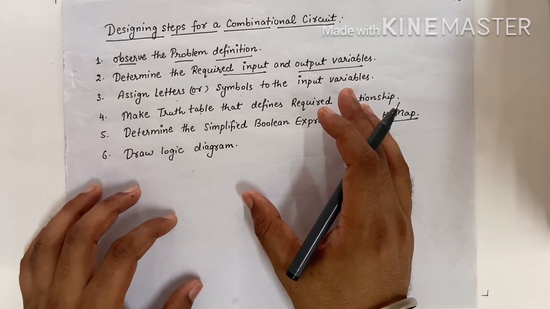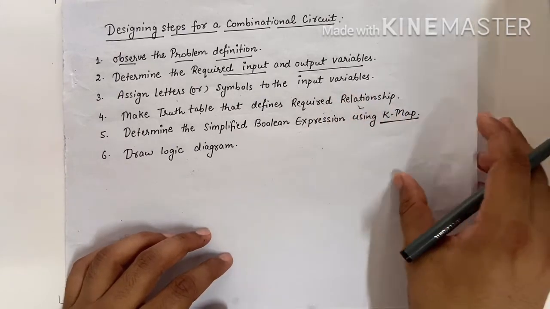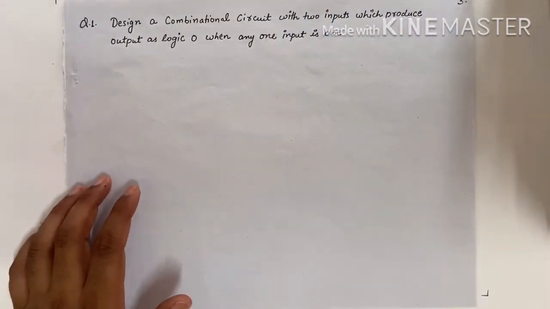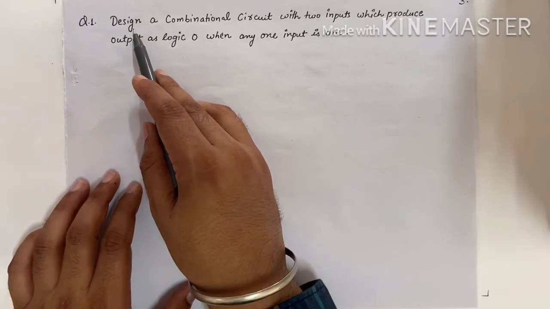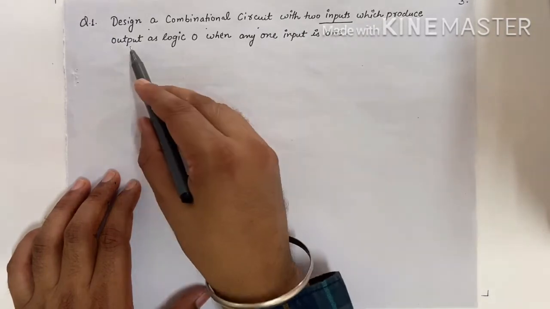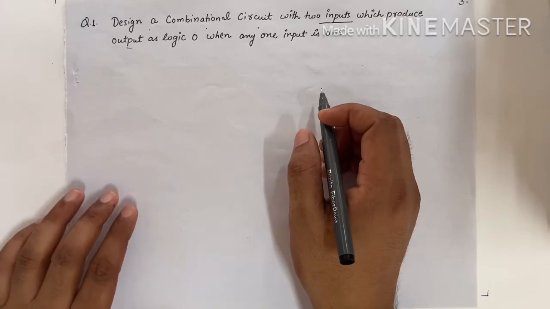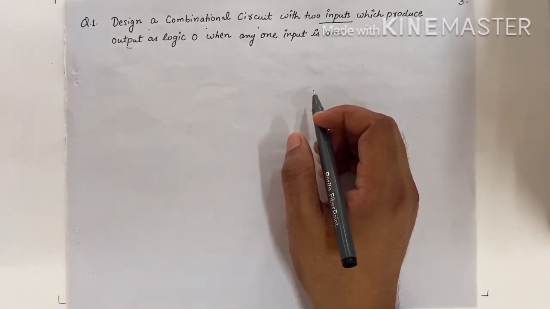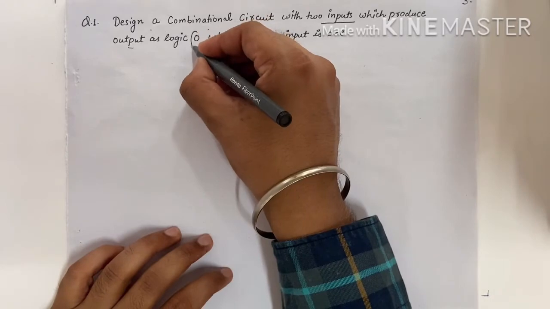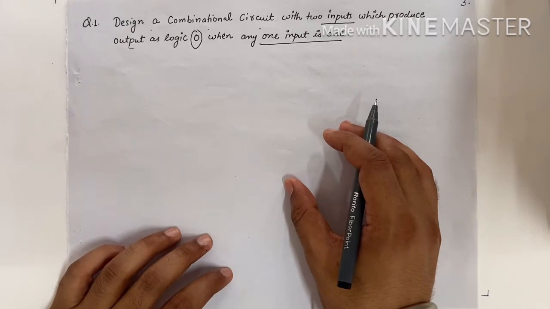These are the steps for designing a combinational circuit. Okay. Now let us do a numerical to design a combinational circuit. We can see now, this is the question: design a combinational circuit with two inputs which produces output as 0 when any one input is 1. Okay, this is the problem. You have to design a combinational circuit. The condition is given in the question that the output is logic 0 when any one input is 1.